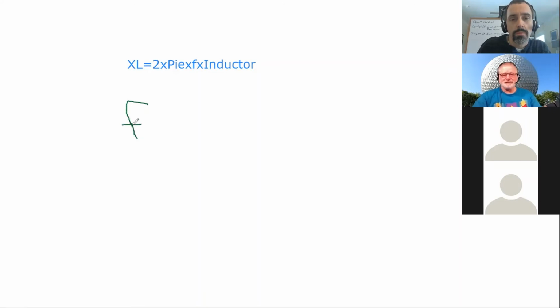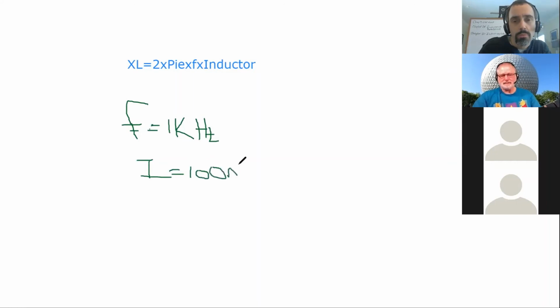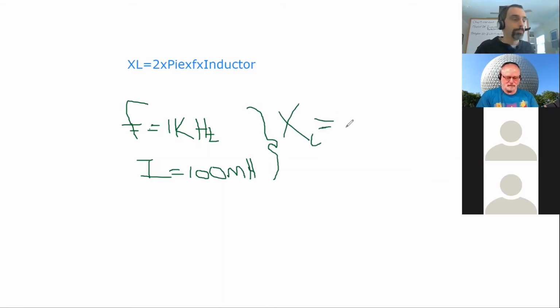So let's say that we have a frequency of 1 kHz, and our inductor is equal to 100 millihenries. So we want to find X sub L. So you solve for X sub L. So what do we put in here? Somebody tell me.